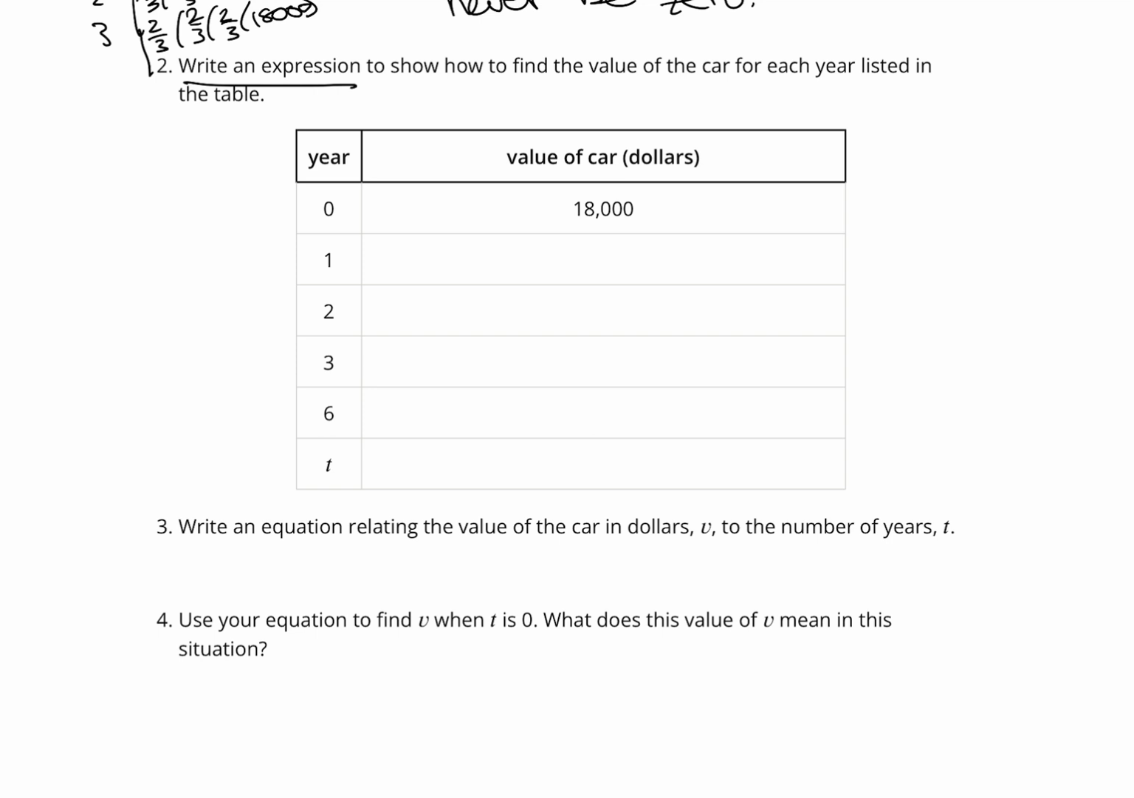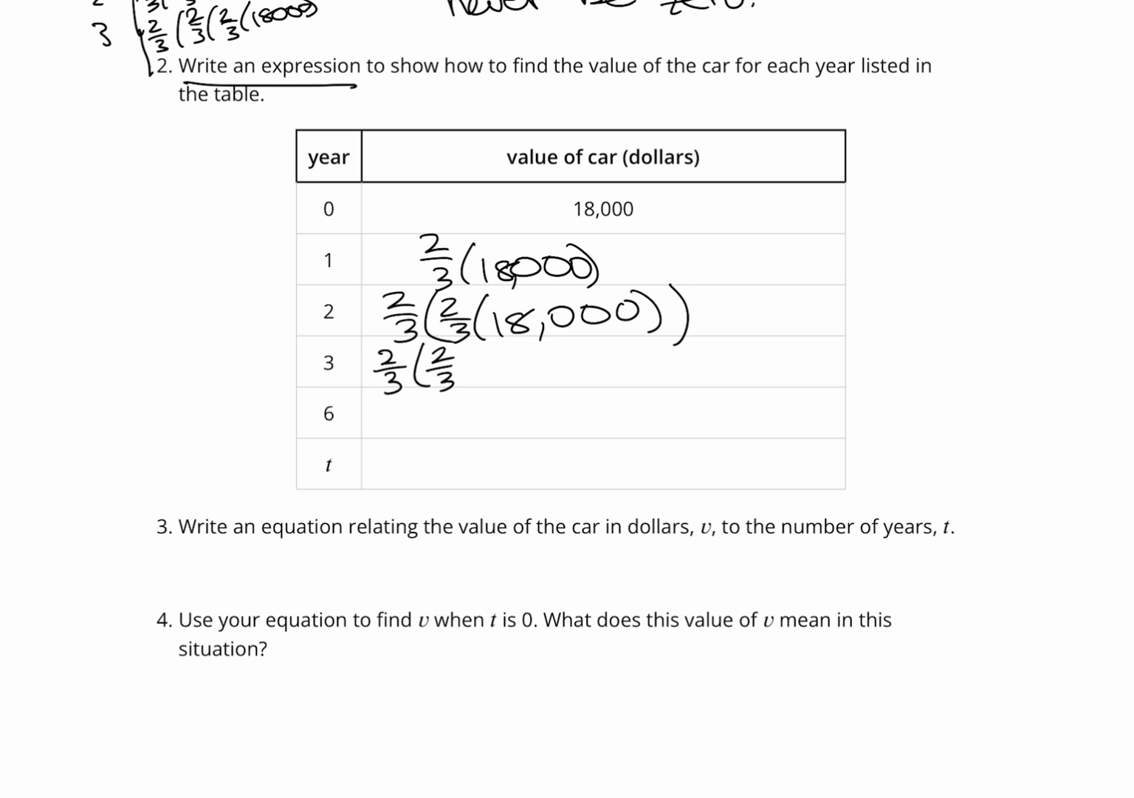And in year 1, it has lost 1/3 of its value, so it's worth 2/3 of its original value. And then in year 2, it's lost 2/3. I'm sorry, it's not lost 2/3. It's worth 2/3 of its value in year 1. And in year 3, it's worth 2/3 of its value in year 2.